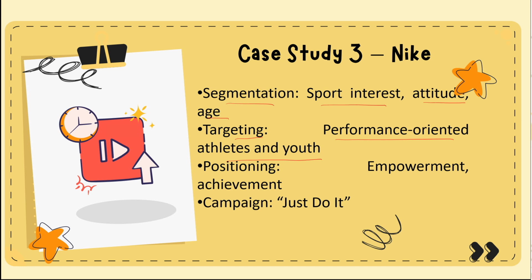They don't want to indulge with each and every kind of individual. They don't want to sell each and every kind of shoes to each and every person. They identified performance-oriented athletes, or youth who want to be a kind of athlete, who want to enjoy the power, who want to enjoy the health, and who want to have that kind of attitude. The positioning: empowerment, achievement. By having this product on your feet, you will feel empowered, encouraged, and motivated to achieve what you want to do.